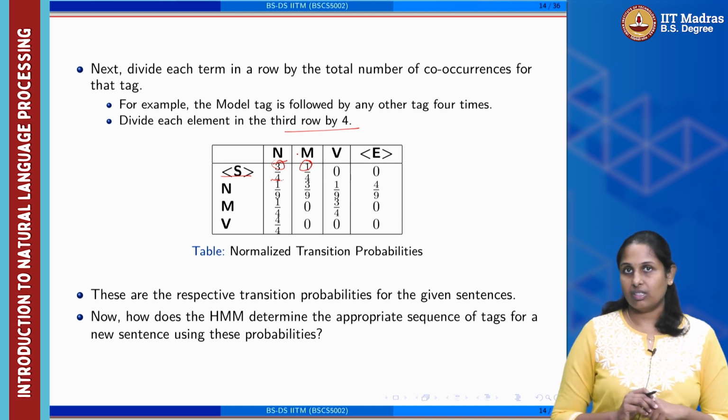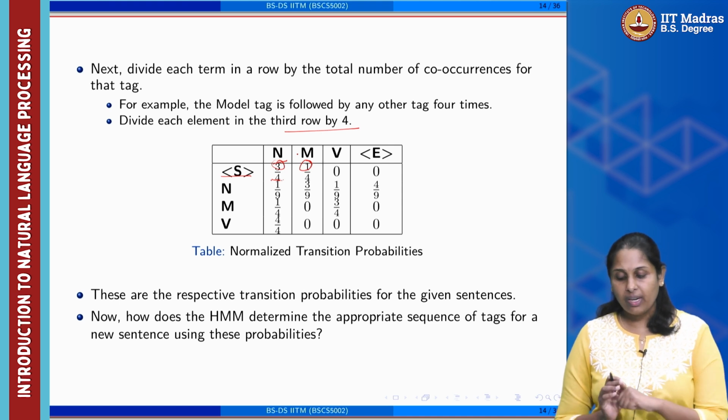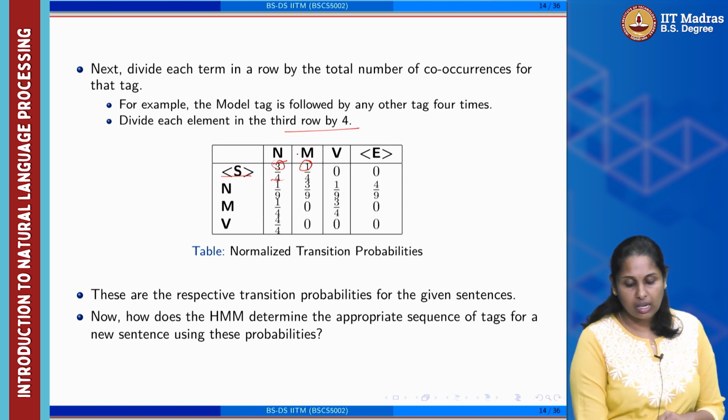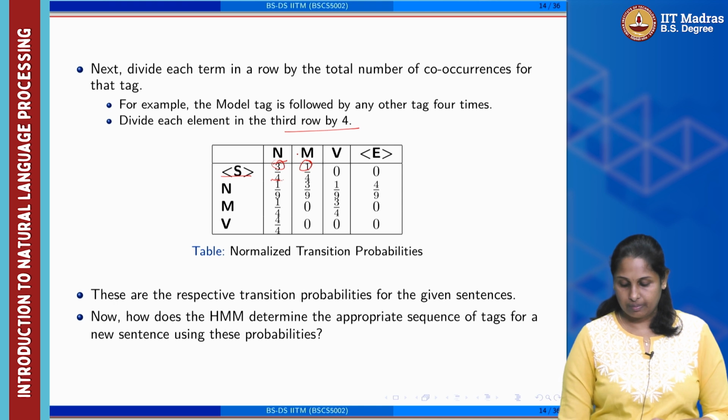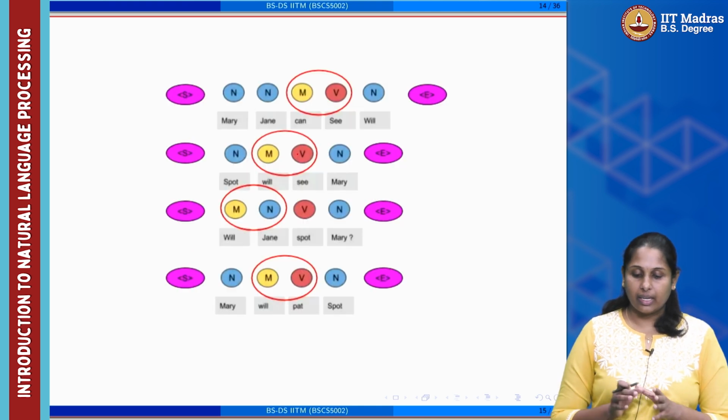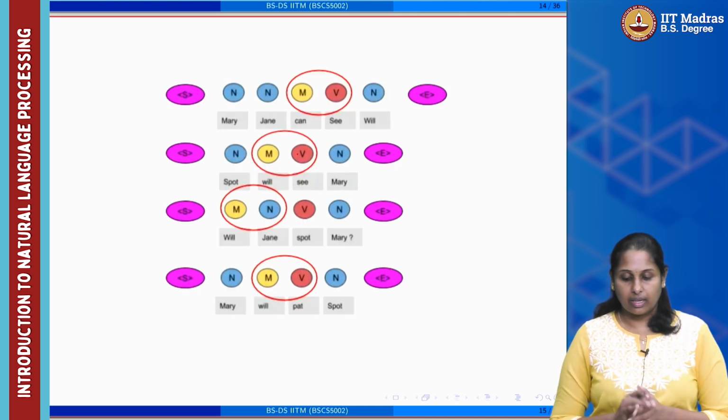Now the question is, how does HMM determine the appropriate sequence of tags of a new sentence using these probabilities? Okay, now let's again get back into this example case.